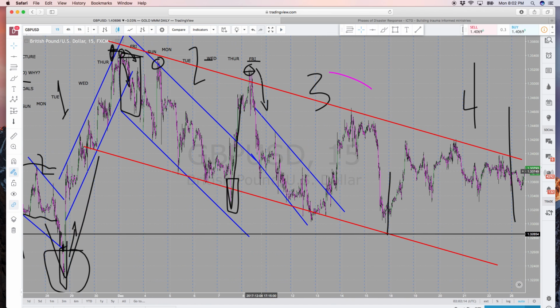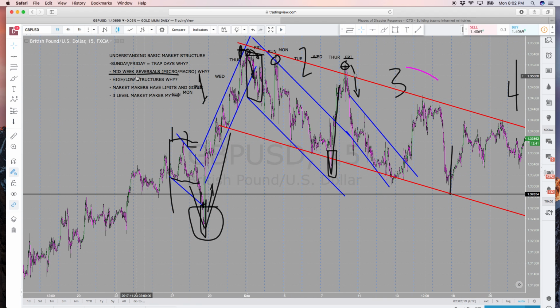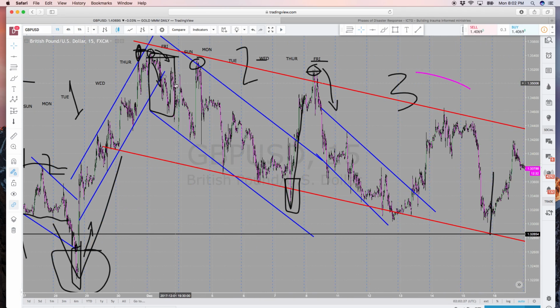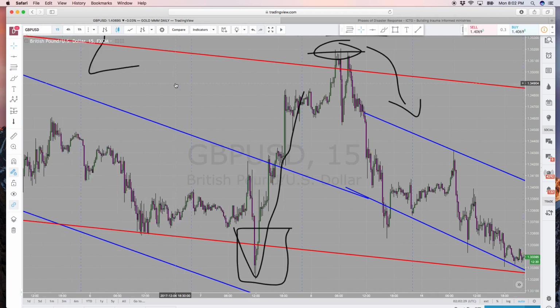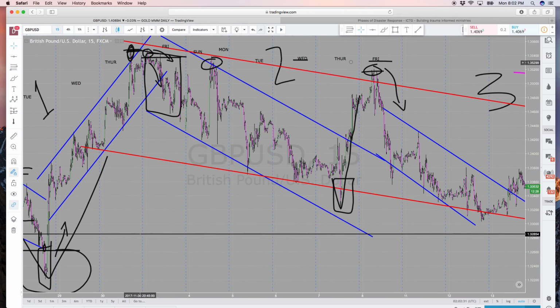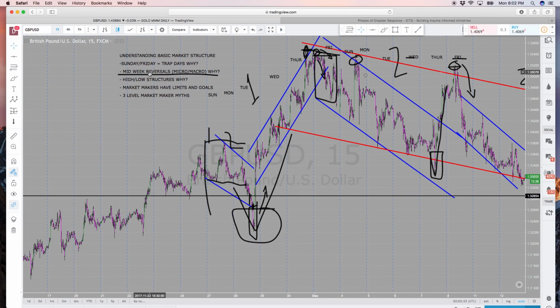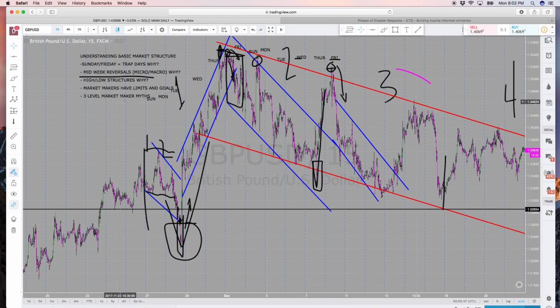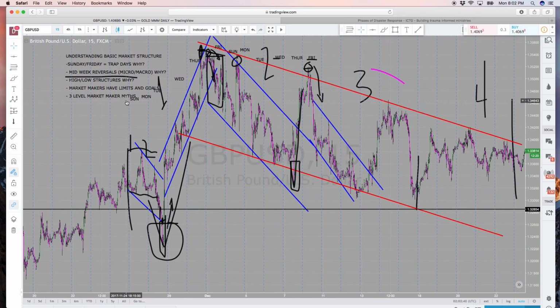Just understanding relative market structure. So midweek reversals, why they happen, right? And then understanding the high and the low of the day, the week, and the month. Market makers have their limits and the 3-level market maker myths.